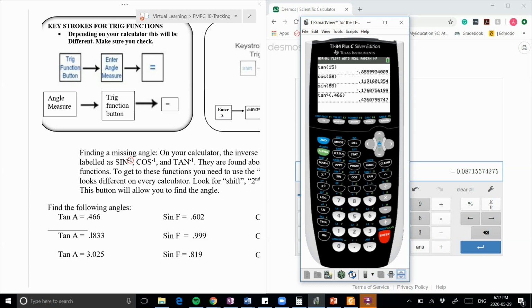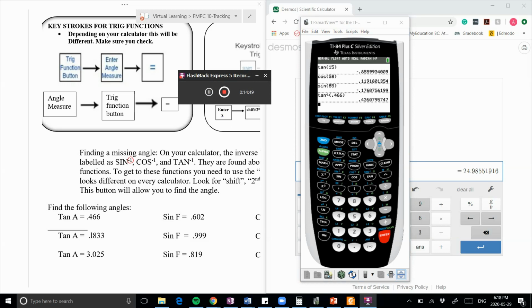0.436. That doesn't make sense. Hold on a second. Okay, so I just got a number here that didn't really make sense. My angle should be a whole number, and I'm not quite sure what that is.